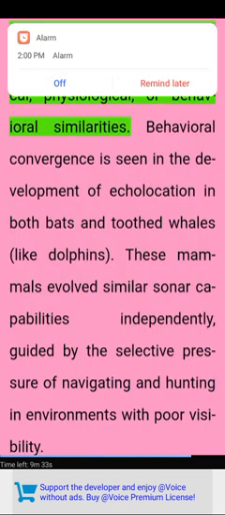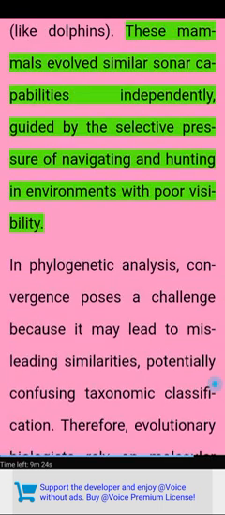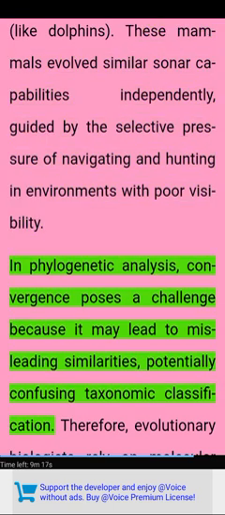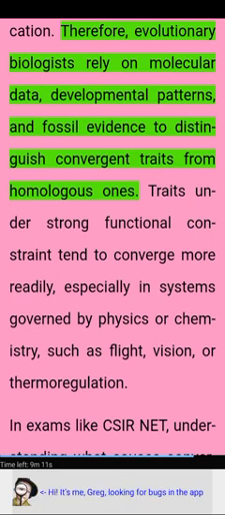Importantly, convergent evolution may result in morphological, physiological, or behavioral similarities. Behavioral convergence is seen in the development of echolocation in both bats and toothed whales, like dolphins. These mammals evolved similar sonar capabilities independently, guided by the selective pressure of navigating and hunting in environments with poor visibility. In phylogenetic analysis, convergence poses a challenge because it may lead to misleading similarities, potentially confusing taxonomic classification. Therefore, evolutionary biologists rely on molecular data, developmental patterns, and fossil evidence to distinguish convergent traits from homologous ones.